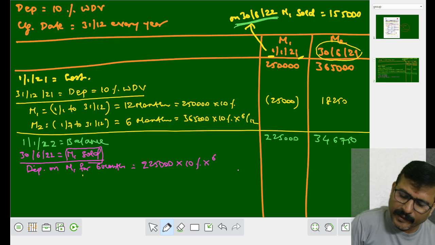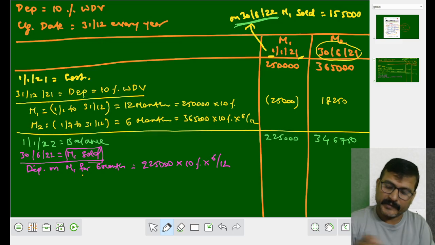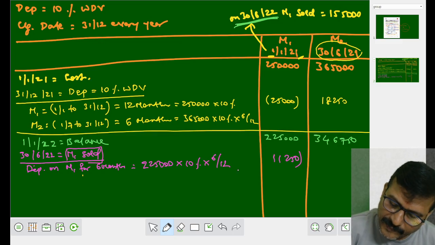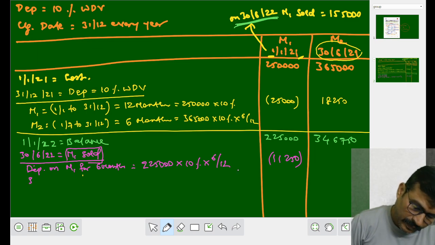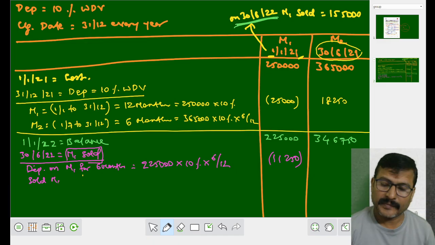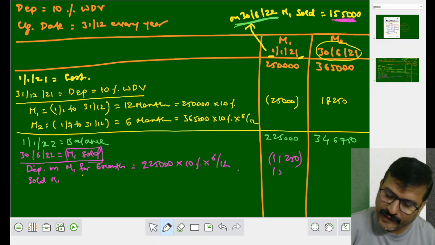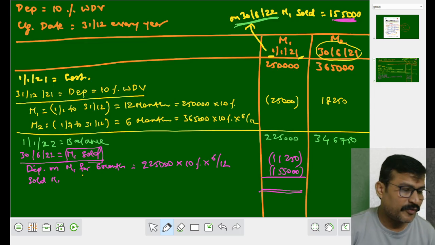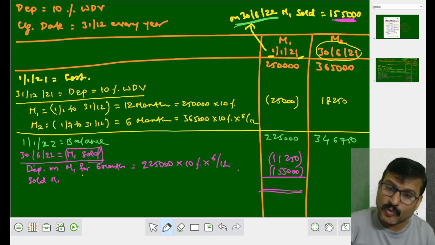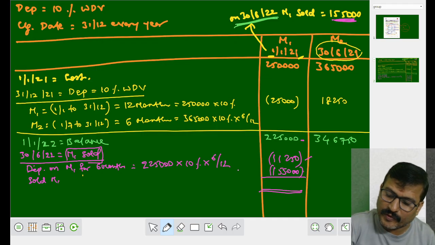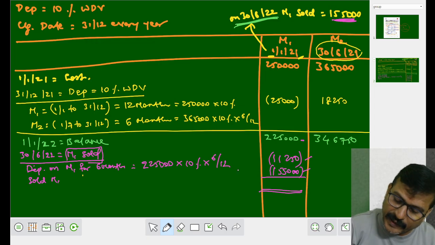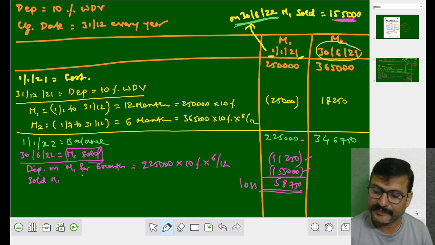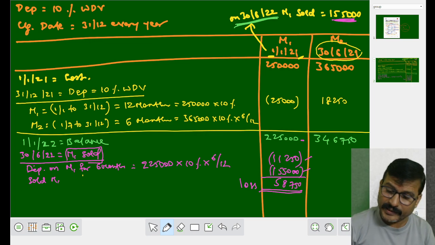2,25,000 into 10% into 6 by 12, it comes to 11,250. Okay, now M1 is sold for how much? 1,55,000. You subtract it. If you are getting plus, it is a loss. Means 2,25,000, subtract 11,250, subtract 1,55,000. Since we are getting a positive 58,750, we are calling it a loss. Right? Now, this completes your M1.